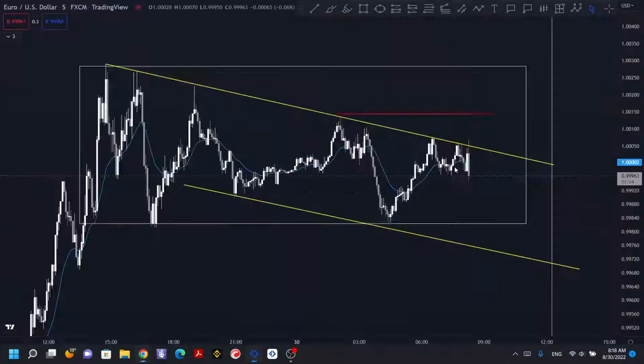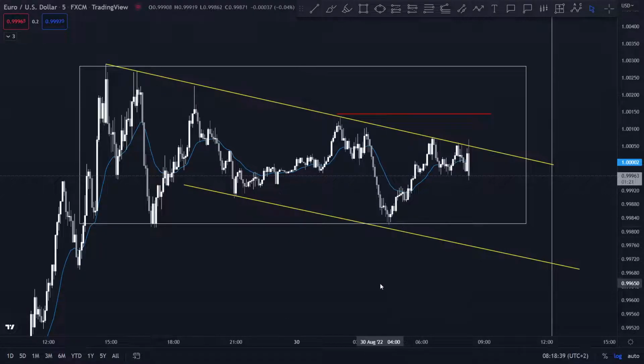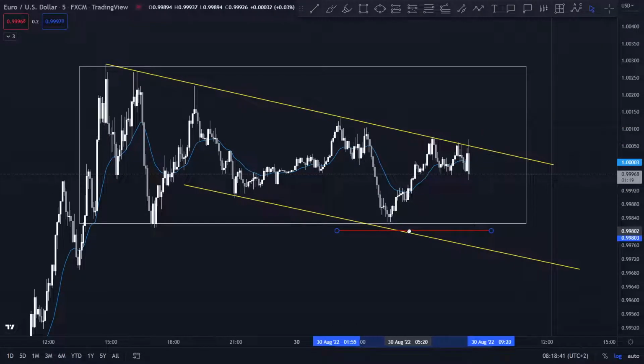Where is my stop loss? It's down here. So now my stop loss is down here.